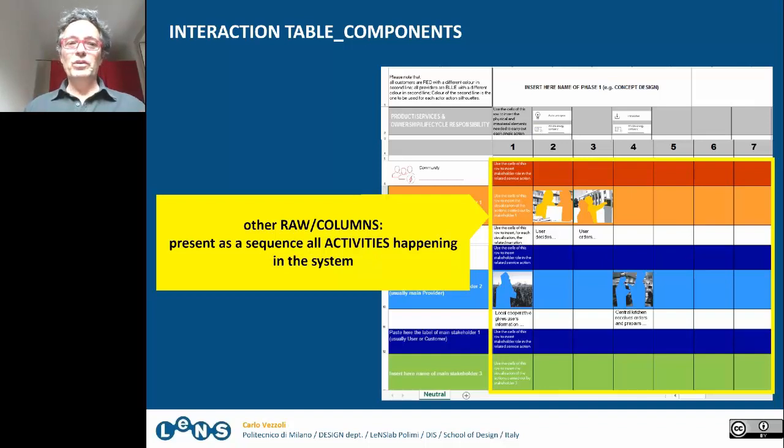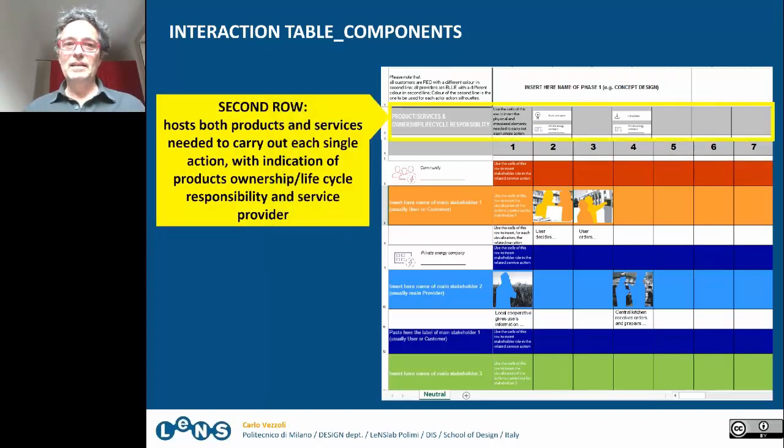Then the role and the columns present the sequences of activities related to the system, but let's see that we have even an upper row in which actually we can highlight for each of the actions in time what is the product that is needed for that action and who is the owner, or what service is provided in that action and who is the provider of that service.